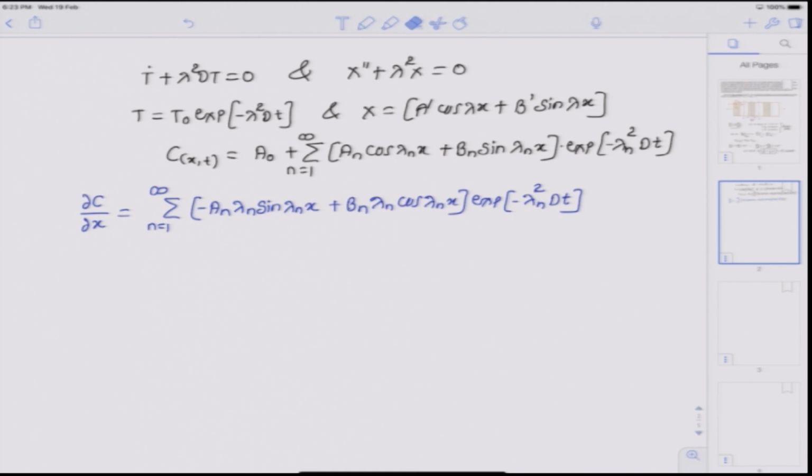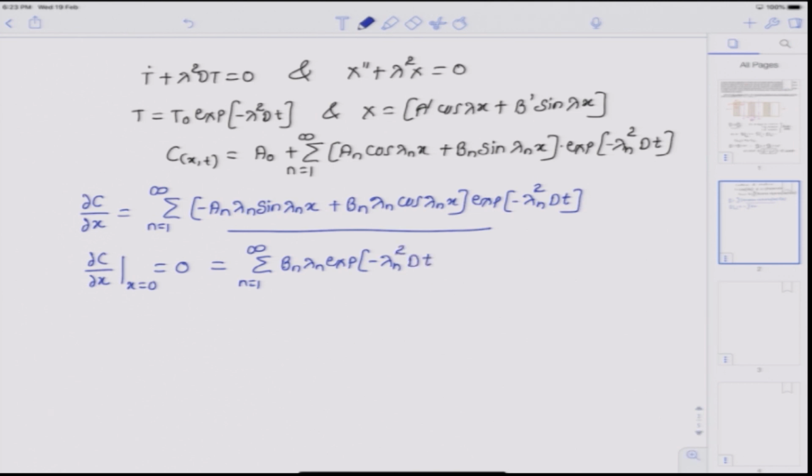Now, at x equal to 0, this derivative is 0, and if we substitute x equal to 0 in the right hand side here, sin 0 is 0 and cos 0 is 1. So, we get summation n equal to 1 to infinity B n lambda n exponential minus lambda n square Dt.